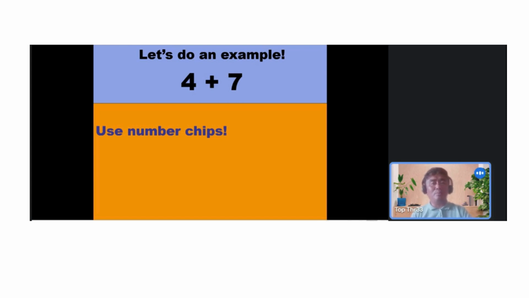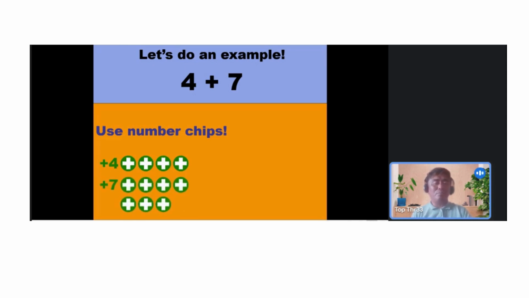We think of positive 4 as 4 positive chips and positive 7 as 7 positive chips. If we count the number of positive chips, there are 11 positive chips. So positive 4 plus positive 7 is equal to positive 11.